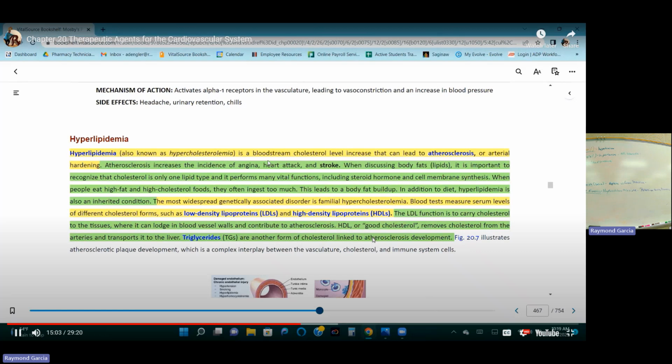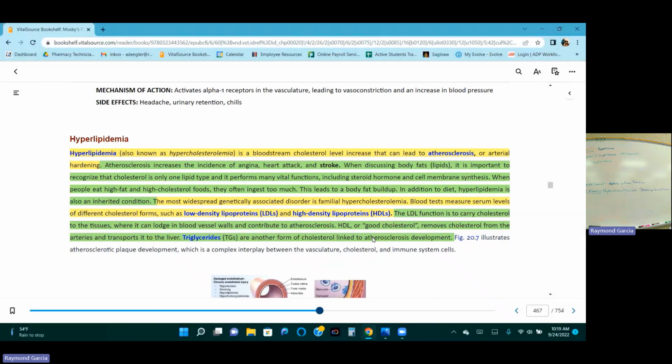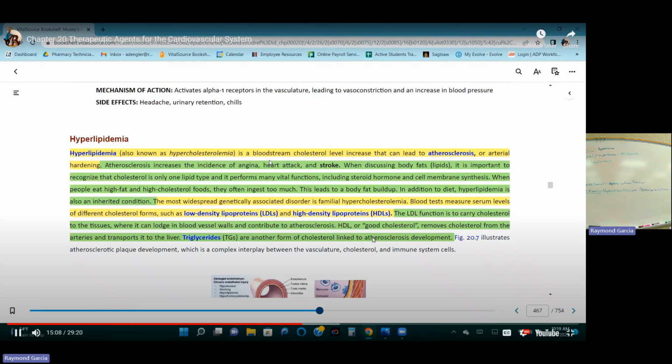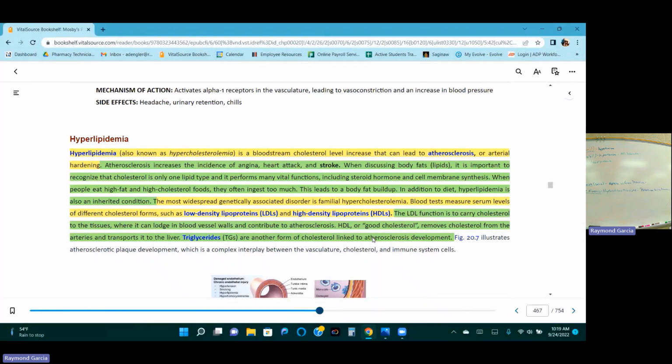When discussing body fats, it is important to recognize that cholesterol is only one lipid type, and it performs many vital functions, including steroid hormone and cell membrane synthesis. When people eat high fat and high cholesterol foods, they often ingest too much. This leads to a body fat buildup. In addition to diet, hyperlipidemia is also an inherited condition, meaning you get it from your family members. The most widespread genetically associated disorder is familial hypercholesterolemia.